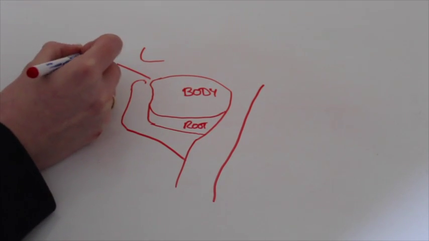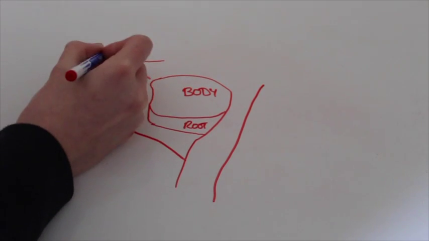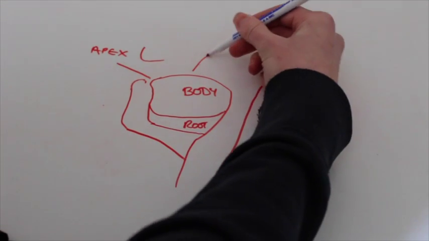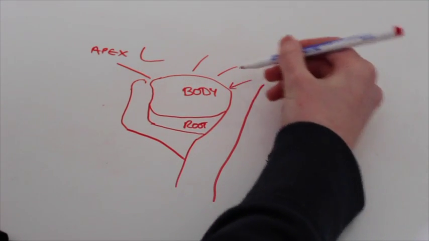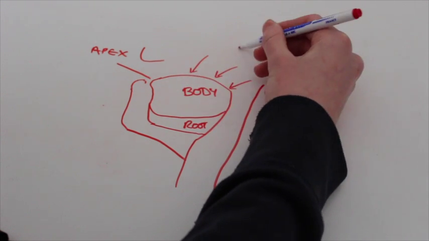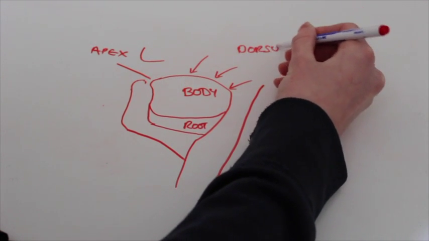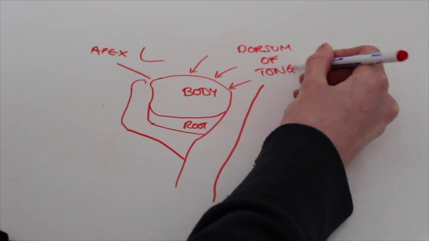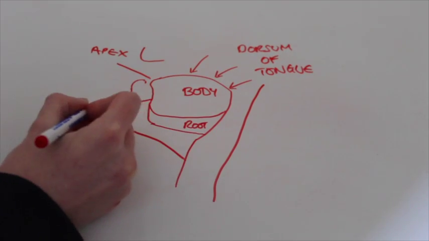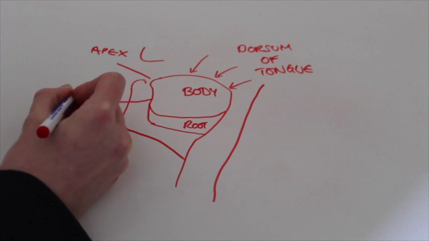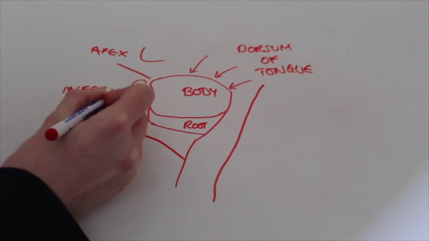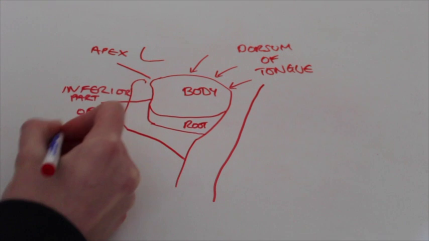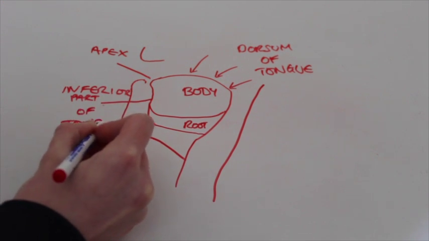The root is the part which is attached posteriorly and includes the nearly vertical posterior surface of the tongue. The body of the tongue is the anterior 2/3 of the tongue, with the apex being the very tip of the body, and it rests on the incisor teeth at the front. The tongue has two surfaces: the dorsum, or the top of the tongue, and the inferior surface, or the underside of the tongue. The inferior part of the tongue is connected to the floor of the mouth by the frenulum of the tongue, which is a bit you can see if you lift up your tongue.